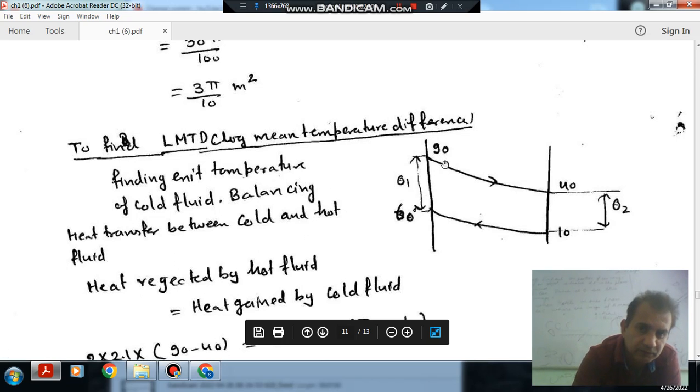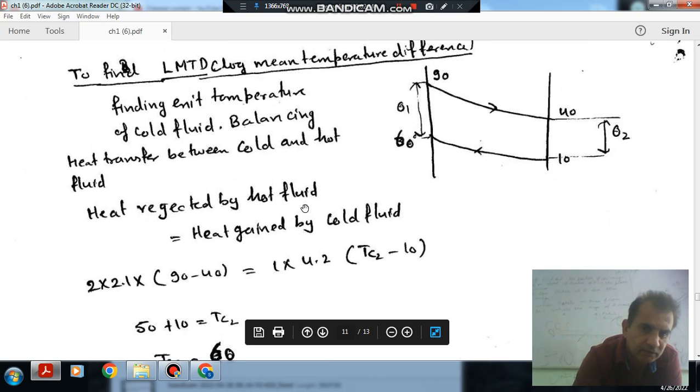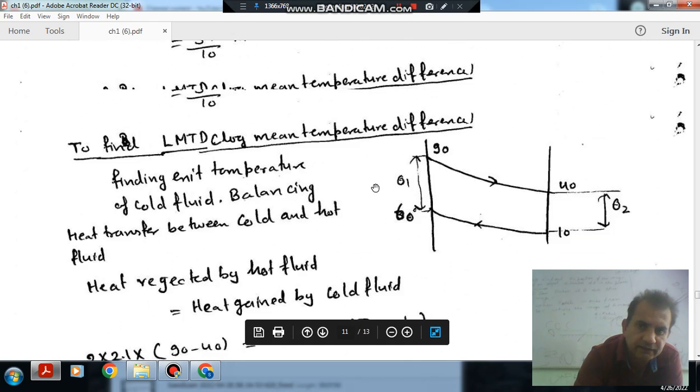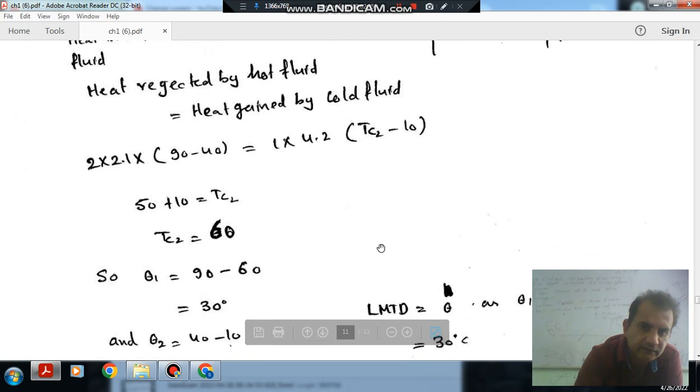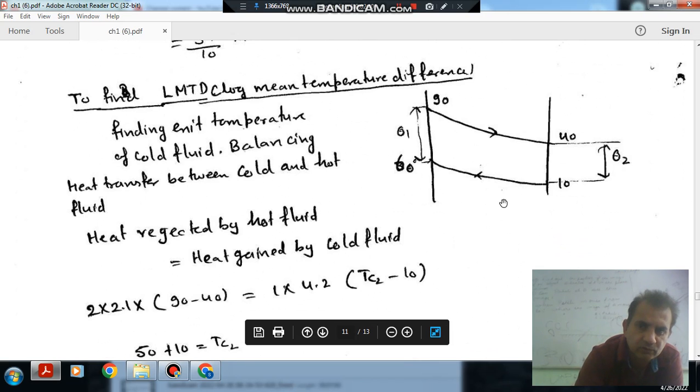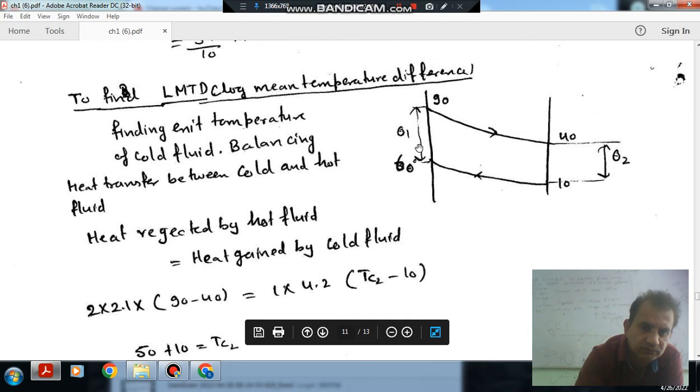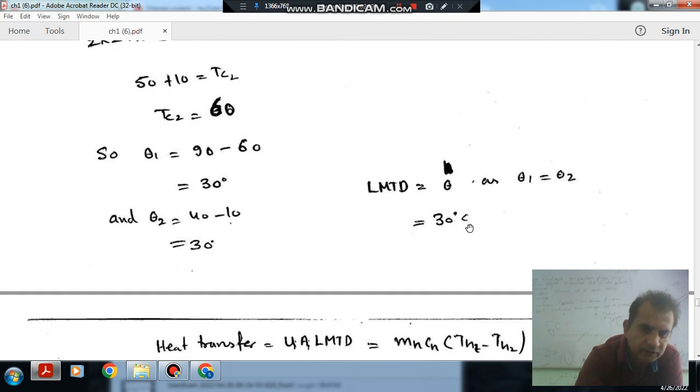The specific heat and mass flow rate for both hot fluid and cold fluid are given. So the heat ejected by hot fluid should be equal to heat gained by cold fluid. That is 2 into 2.1 into 90 minus 40 equals 1 into 4.2 into Tc2 minus 10. So Tc2 will be 60, and theta 1 is 90 minus 60, or 30 degrees, and theta 2 will be 40 minus 10, 30 degrees. As theta 1 and theta 2 are the same, LMTD is also 30 degrees.